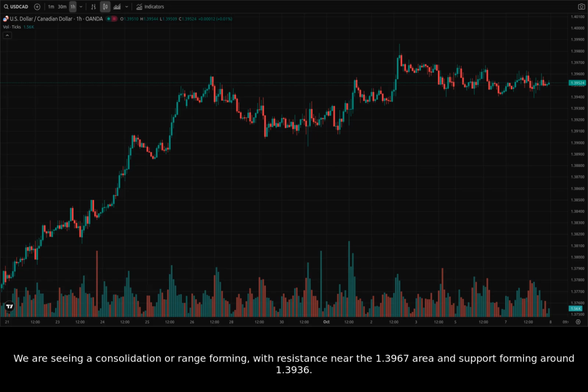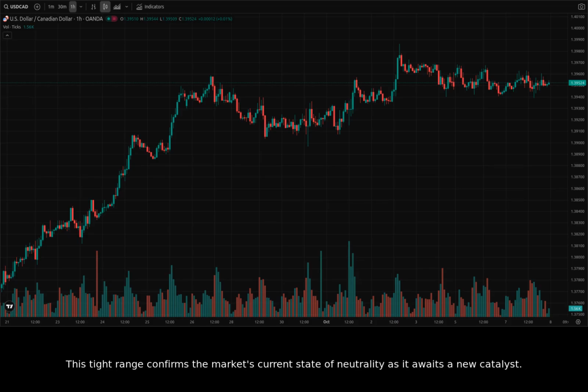We are seeing a consolidation or range forming, with resistance near the 1.3967 area and support forming around 1.3936. This tight range confirms the market's current state of neutrality as it awaits a new catalyst. A breakout from this hourly range could signal the next directional move.